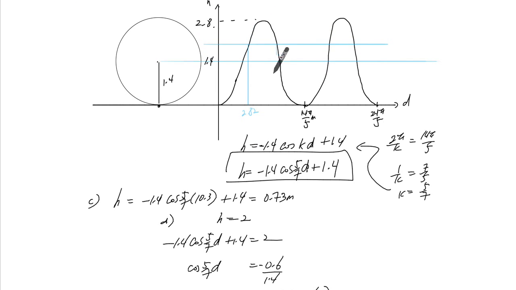Of course, it occurs again here, and to get that, we do 14 pi over 5 minus 2.82, and so on. Here, we do this plus 2.82, and here we get 24 pi over 5 minus 2.82.